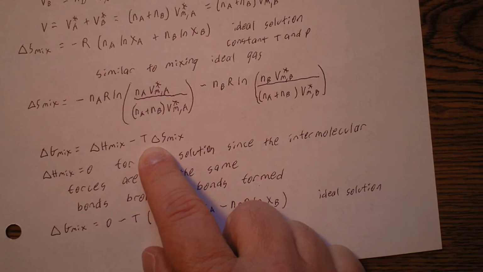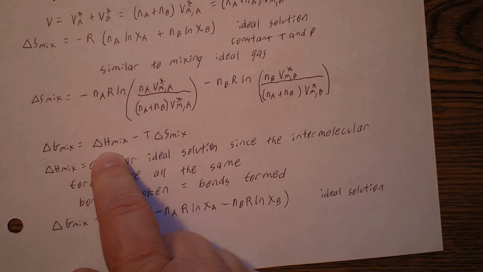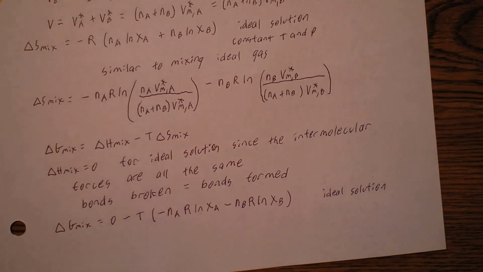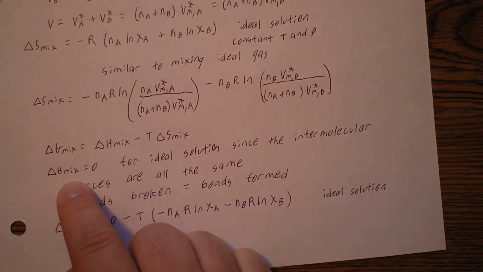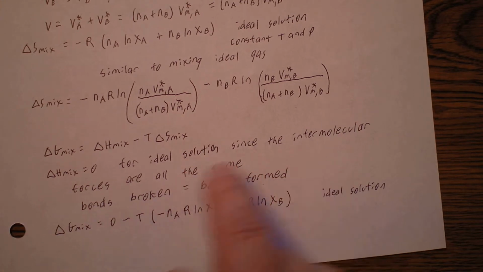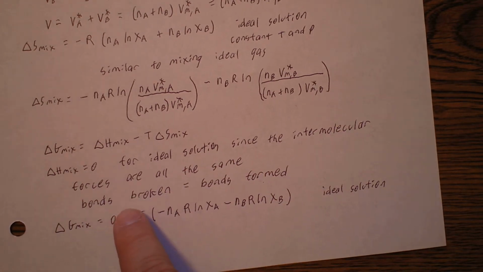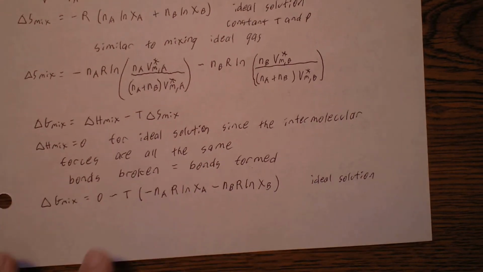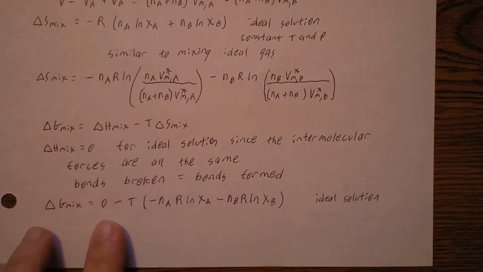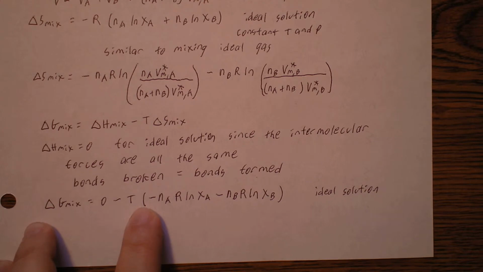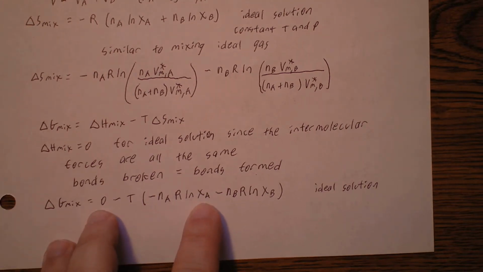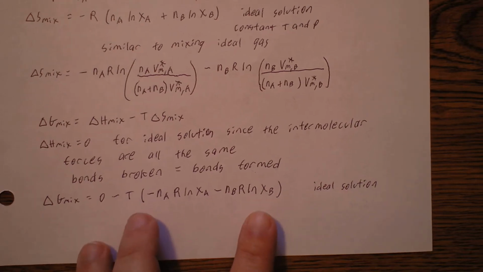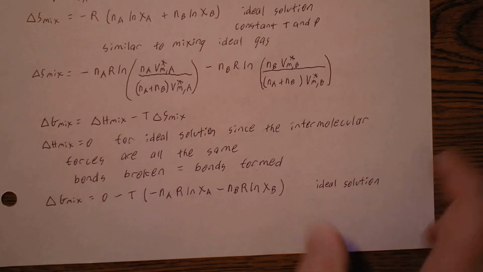Now remember, the change in Gibbs free energy from mixing is going to be equal to the change in enthalpy from mixing minus temperature times the change in entropy from mixing. Now we said the change in enthalpy from mixing is equal to 0 for an ideal solution since the intermolecular forces are all the same. So whatever bonds we end up breaking forming the solution, we're going to end up forming similar bonds somewhere else. So the change in Gibbs free energy from mixing is going to be equal to 0 minus the temperature times this whole quantity: minus N_A times R times the natural log of the mole fraction of A, minus the number of moles of substance B times R times the natural log of the mole fraction of substance B. That's for an ideal solution only, obviously.